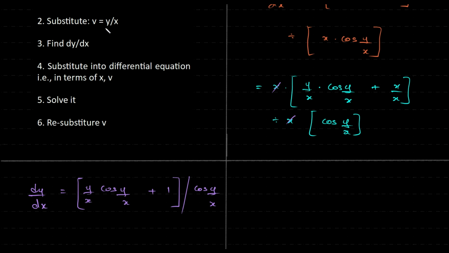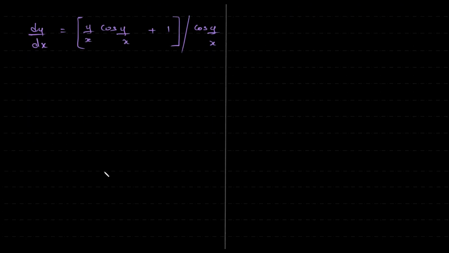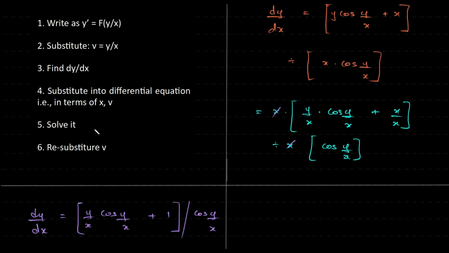Now we're going to substitute v is equal to y by x. So next step would be let v be equal to y by x. So further rearranging, we get y is equal to v into x. Now when I differentiate this with respect to x, that is differentiating the entire expression with respect to x, we find dy by dx.